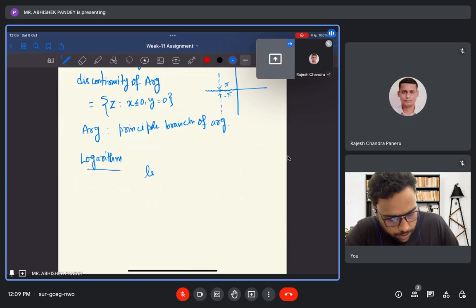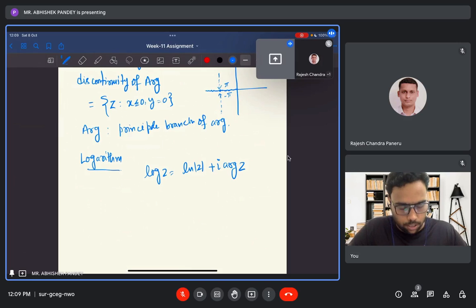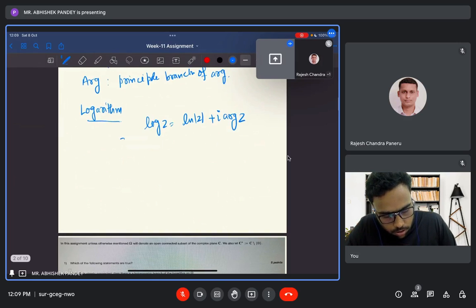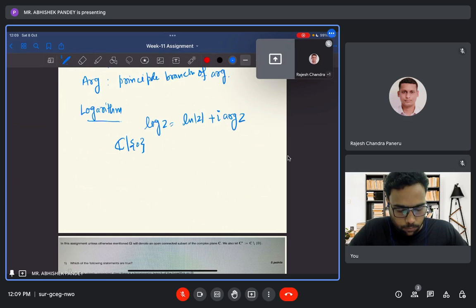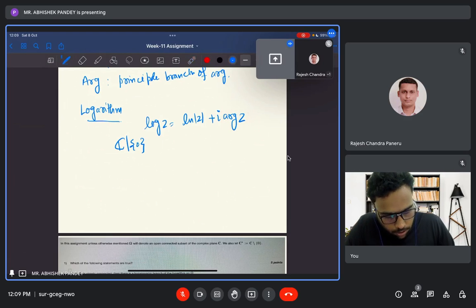Logarithm of z is defined as ln of mod z plus i times the argument of z. This is defined on C minus 0 and is multivalued, since here it is small arg. So you have to define some principal branch. Once you define the principal branch, we call it Log z, ln of mod z plus i times capital Arg z. This is called the principal branch of the logarithm.